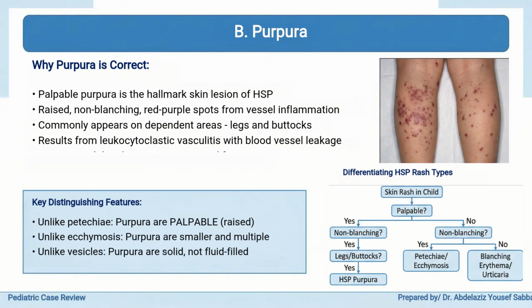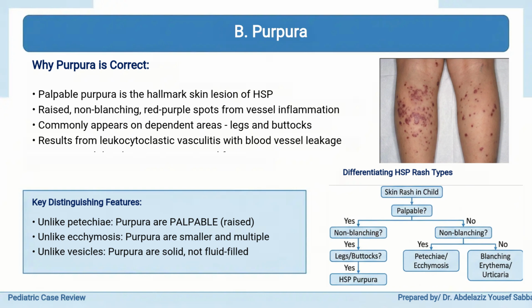Palpable purpura is the hallmark skin lesion of Henoch-Schönlein Purpura. These are raised, non-blanching, red-purple spots that result from vessel wall inflammation and blood leakage into the skin. They commonly appear on dependent areas such as the legs and buttocks and show a characteristic symmetrical distribution pattern. The underlying pathological process is leukocytoclastic vasculitis.